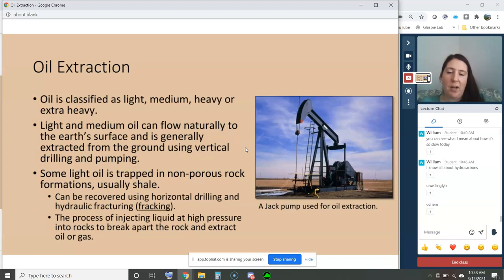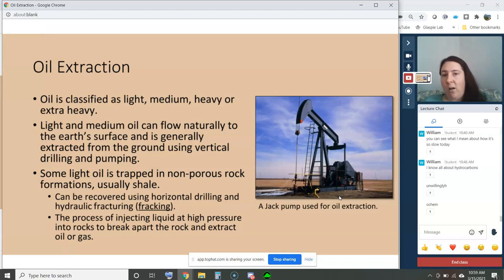So let's talk about how oil is extracted from the earth and then made available for us to use. Oil can be classified according to its weight: light, medium, heavy, or extra heavy. Light and medium oil will flow like a liquid, and so they flow naturally to the Earth's surface. If you're able to drill through that structural cap, then they'll start flowing to the Earth's surface. And they're generally extracted from the ground using vertical drill holes and pumps, like this pump that you might see on land that's used for oil extraction, called a jack pump.